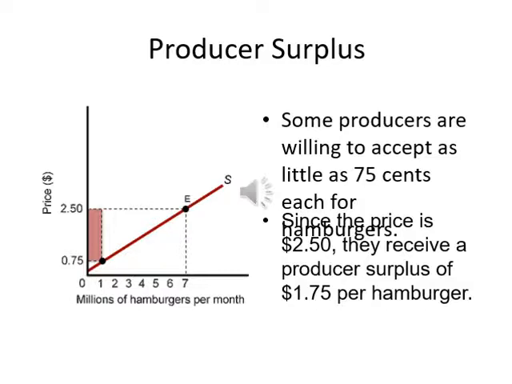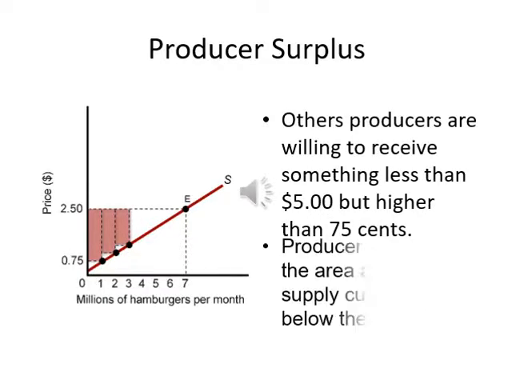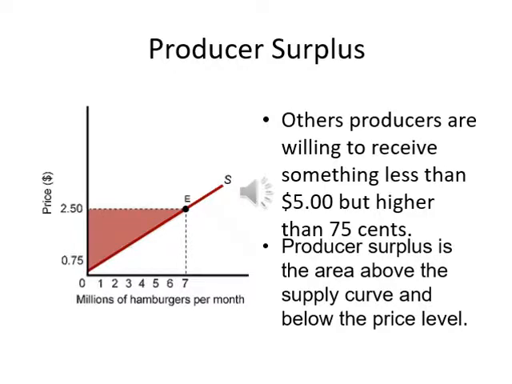Producer surplus. Some producers are willing to accept as little as 75 cents each for hamburgers. Since the price is $2.50, they receive a producer surplus of $1.75 per hamburger. Producer surplus. Other producers are willing to receive something less than $5 but higher than 75 cents. Producer surplus is the area above the supply curve and below the price level.